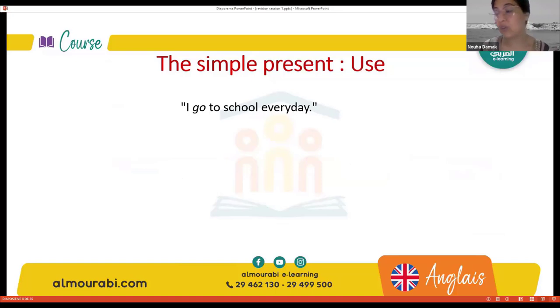Now, let's move on to the use. Okay, when it is a verb, we say use, and when it is a noun, it's use. So the use of the simple present. I go to school every day. What is the use here? Habit. Okay, let's see. Repetition. Okay, so it's a habit, Yusuf.